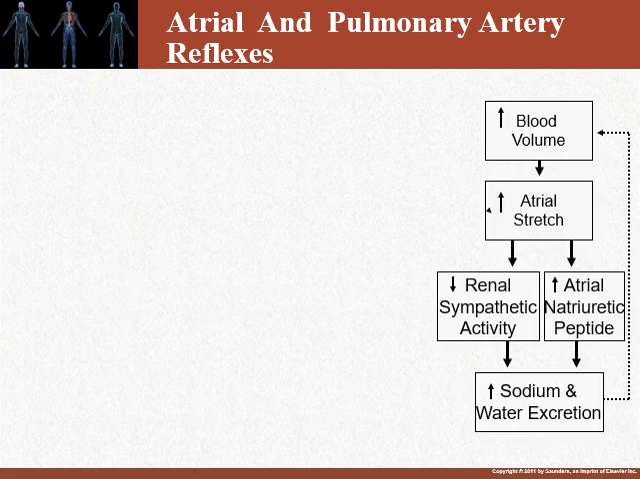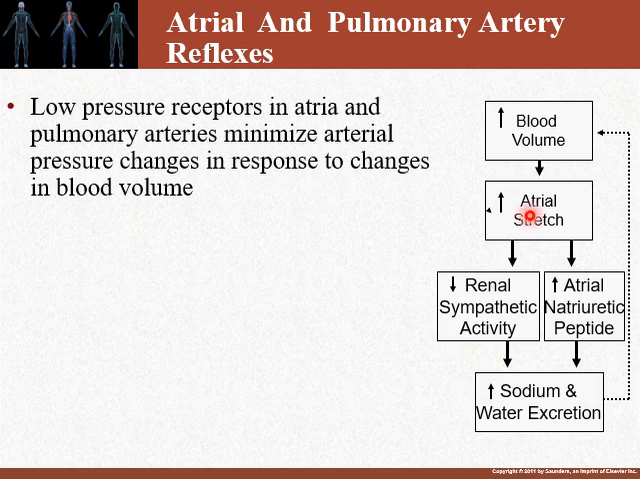Now let's go to another example of the arterial reflexes, which are the atrial and pulmonary artery reflexes. So in the atrium as well as in the pulmonary artery there is a special kind of receptor, or baroreceptors, called low pressure receptors. Low pressure receptors, because they can detect changes in the low pressures present in the atrium and pulmonary artery, because they detect values that are low. We know that pressure values in the atrium and pulmonary arteries are much lower than pressure values in the aorta or the carotid.